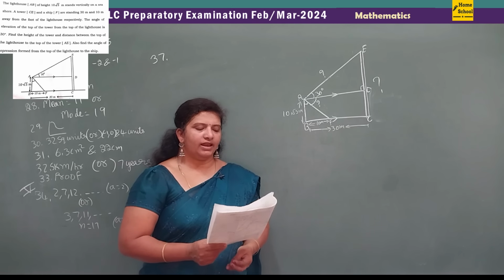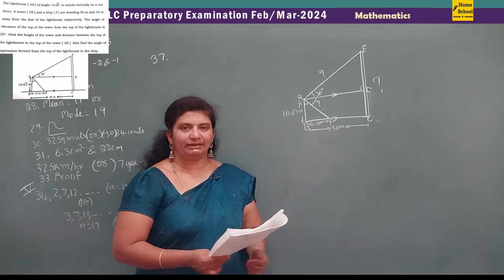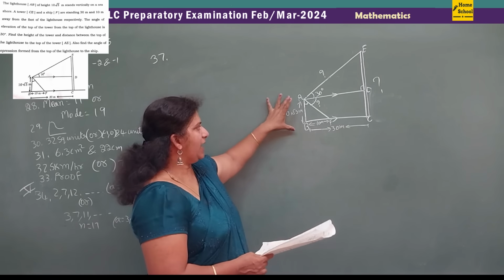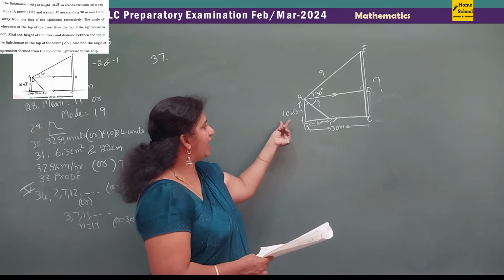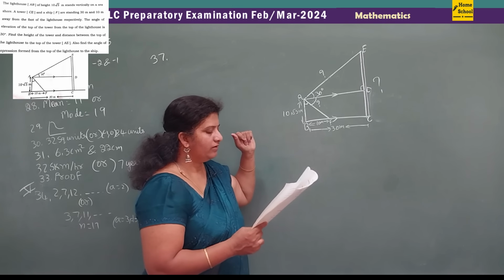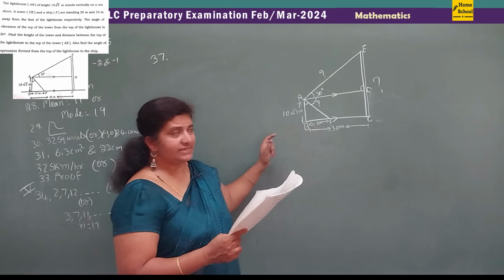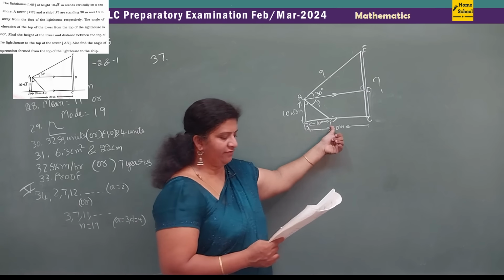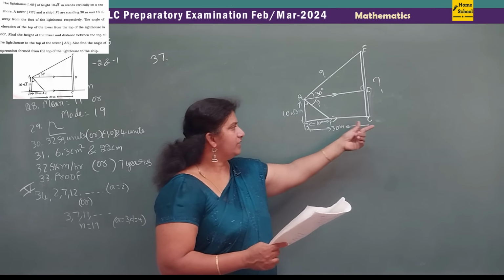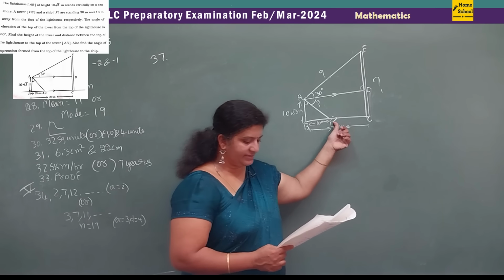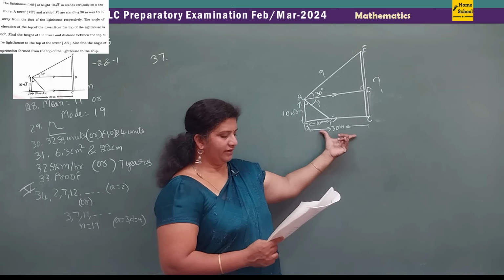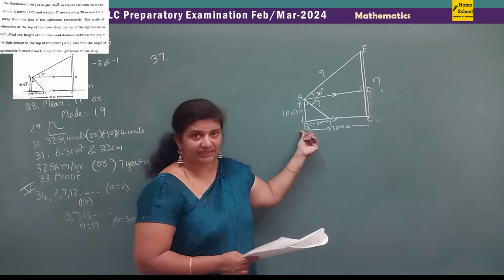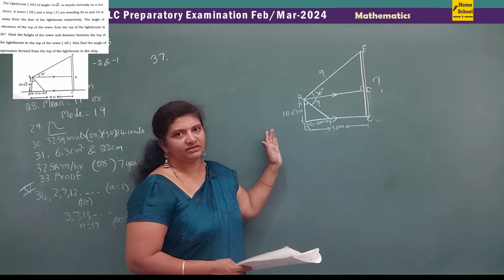37th problem. The lighthouse AB of height 10√3 meter stands vertically on a seashore. Observe the figure here. AB is a lighthouse of height 10√3 meter. A tower CE, you can see the tower here, CE, and a ship F. At point F there is a ship. This tower and ship are at a distance of 30 meters and 10 meters away from the foot of the lighthouse respectively. What did you understand by this point?